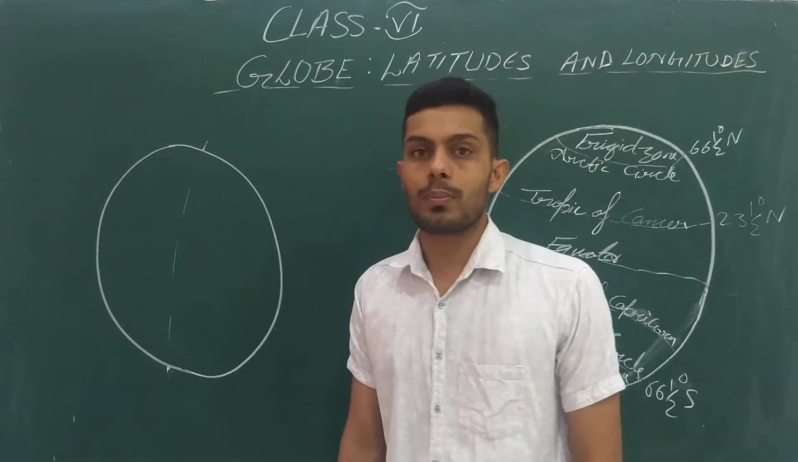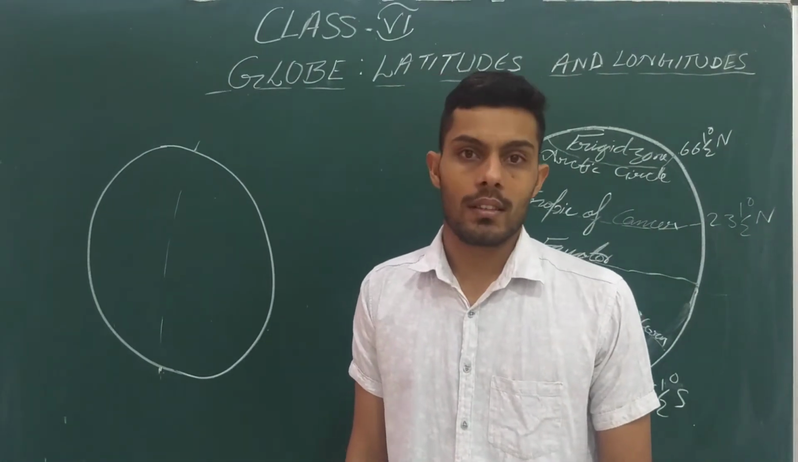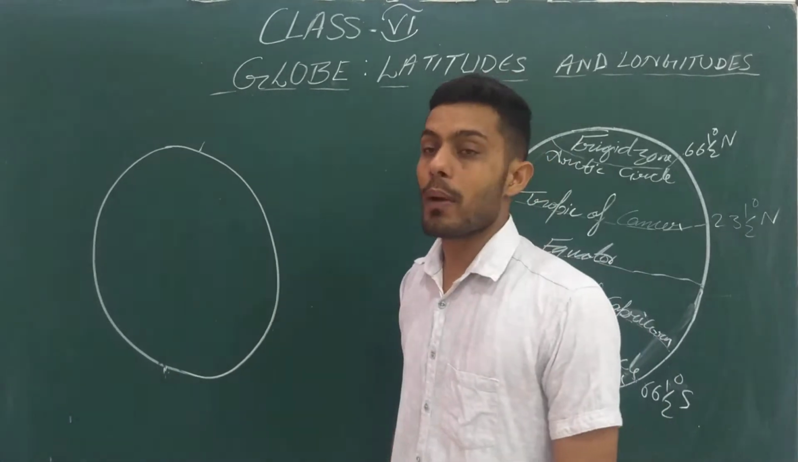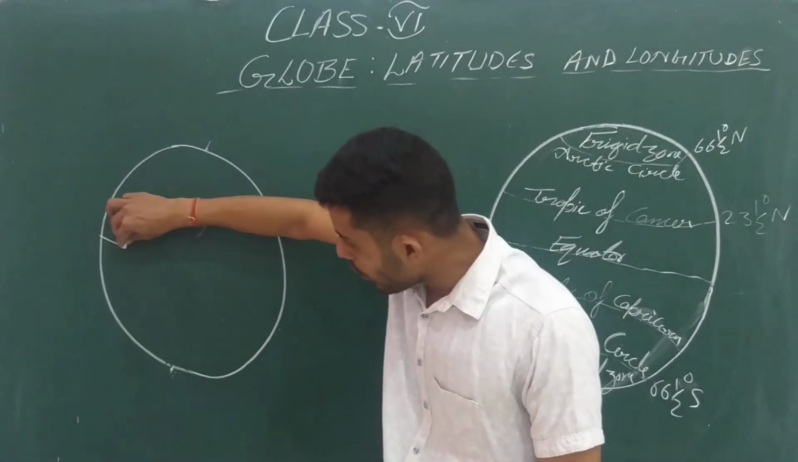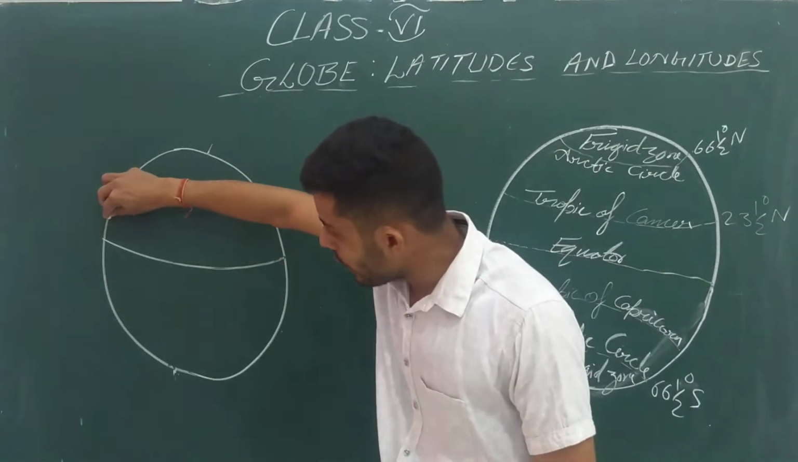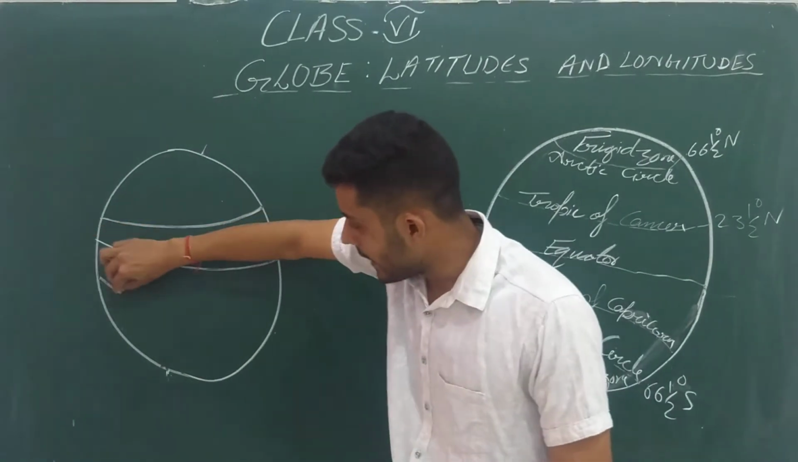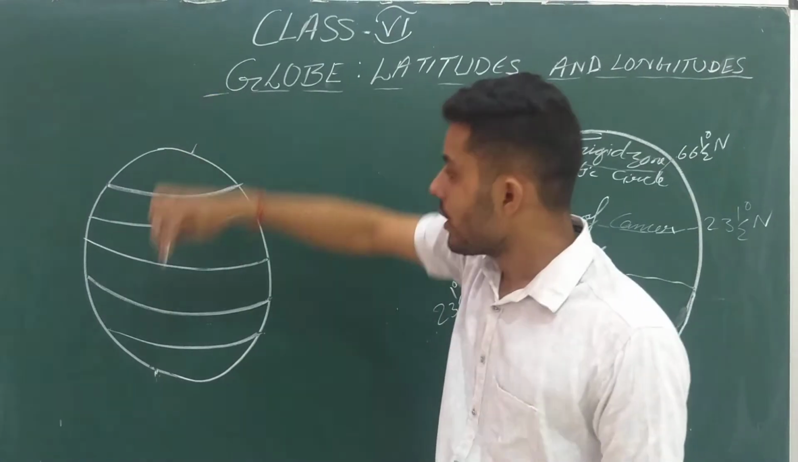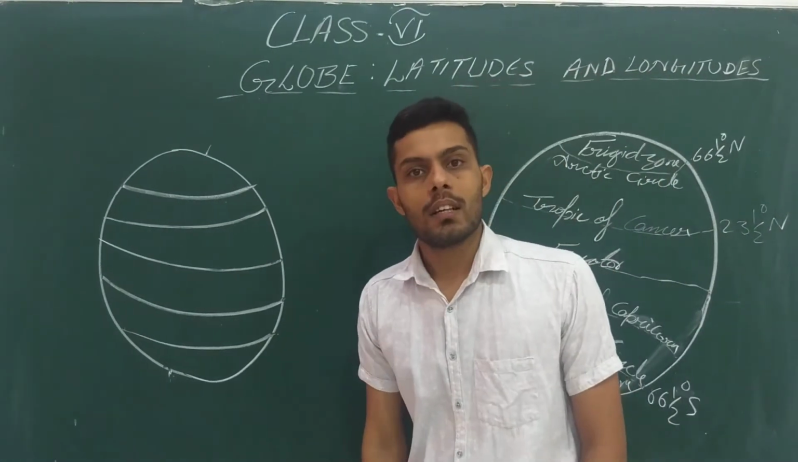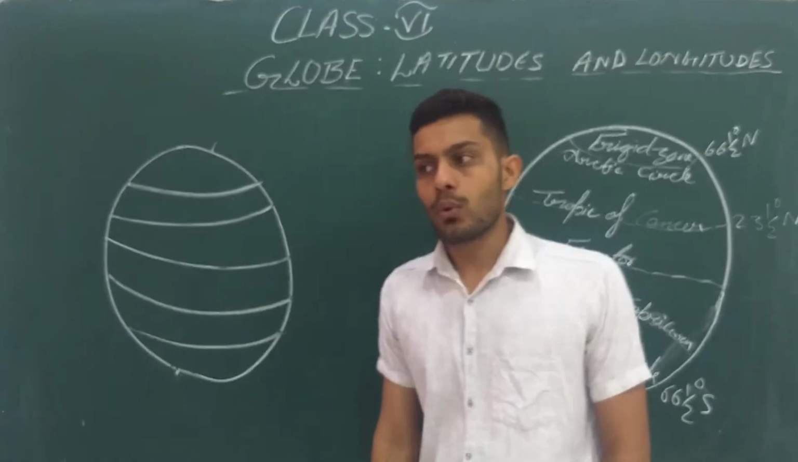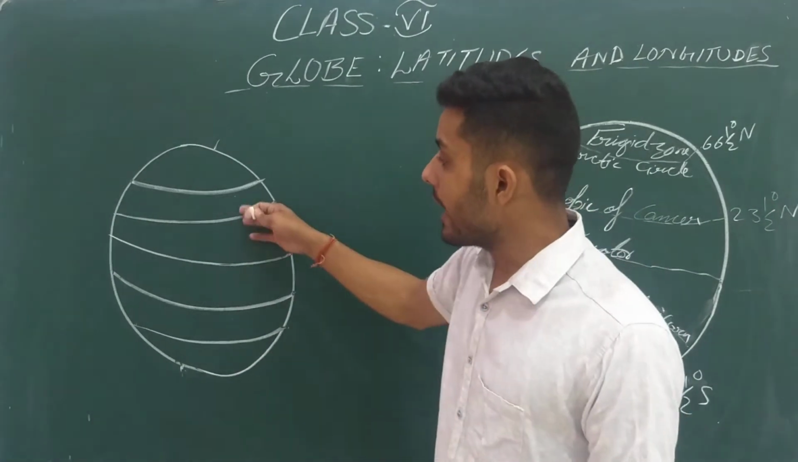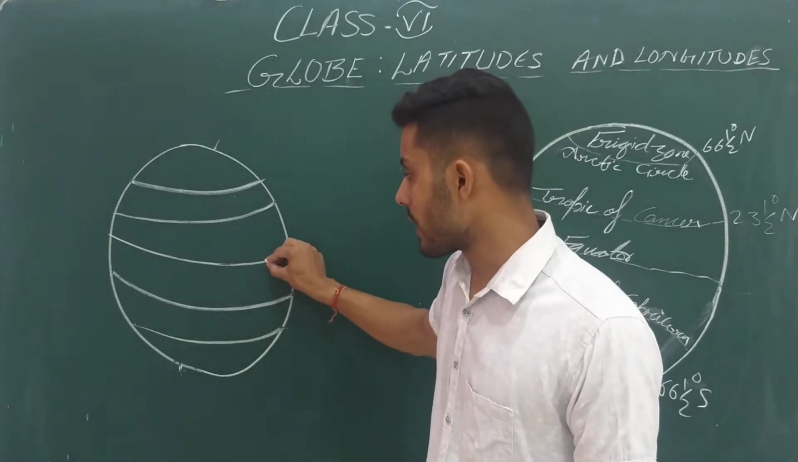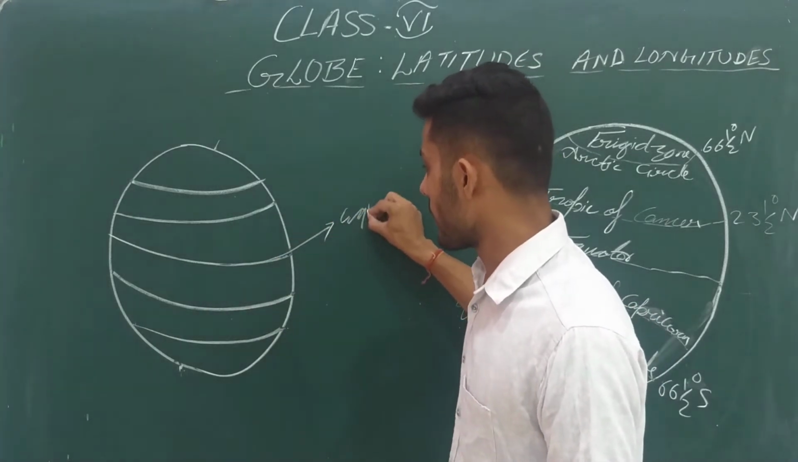So what are latitudes? Latitudes are all those lines which are parallel to the earth's surface. Suppose this is our earth, and the lines parallel to it, all these lines, are known as latitudes. One parallel of latitude divides the earth into 2 equal halves. That latitude is known as the equator. This one is the equator.